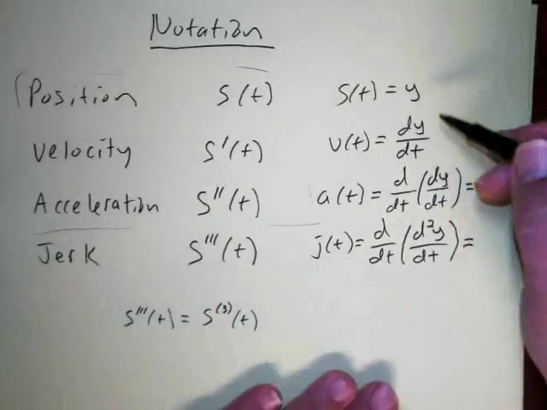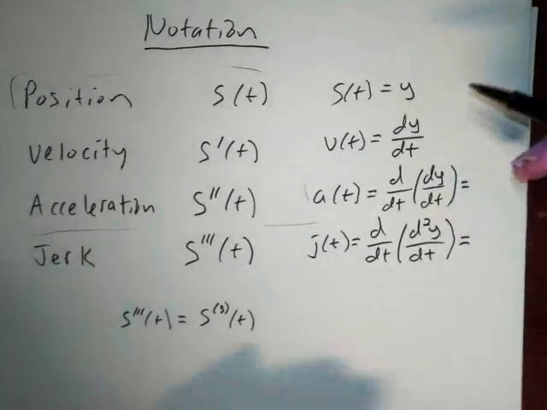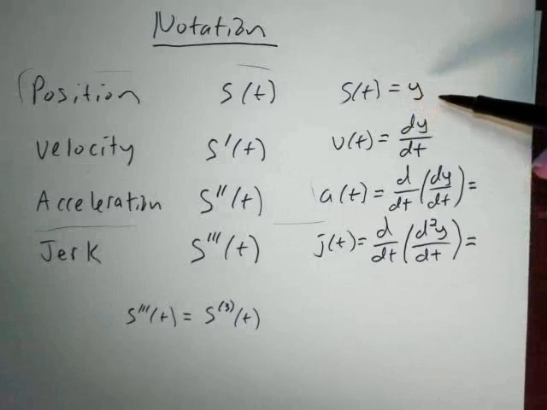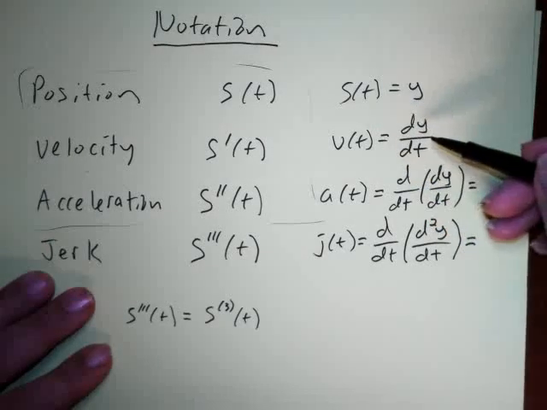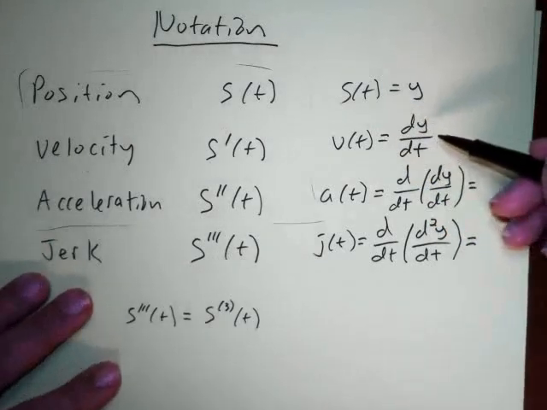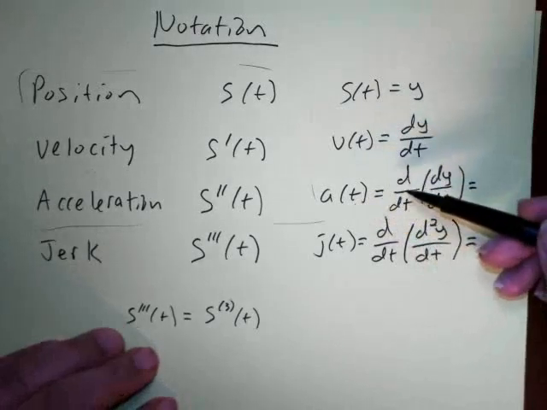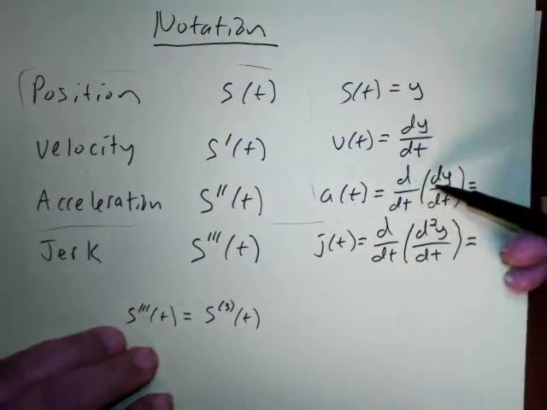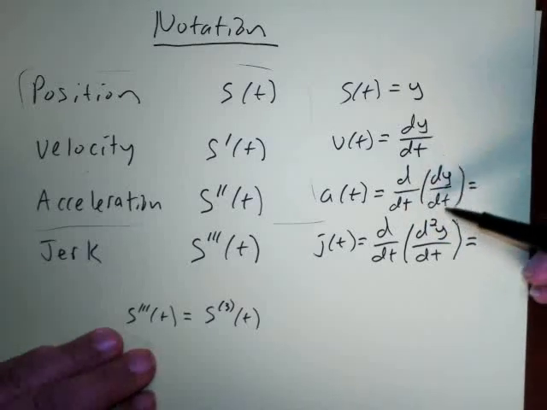The other thing is I wanted to show you this notation, which we haven't looked at yet. We're going to finish this video up with this. So, S of t is equal to y, okay? If we say that it's equal to y, then the velocity is dy dt, and we've used that. This is the Leibniz notation. The acceleration is the derivative of the velocity. So it's d dt of, and then you would put dy dt inside the parentheses.